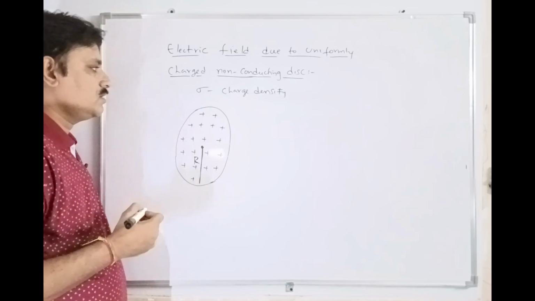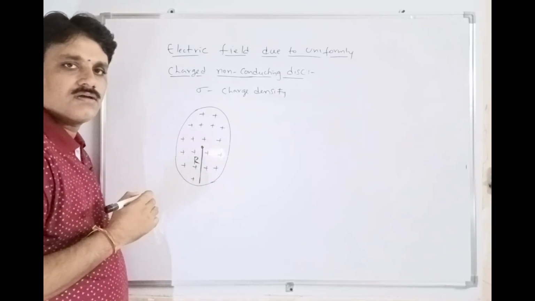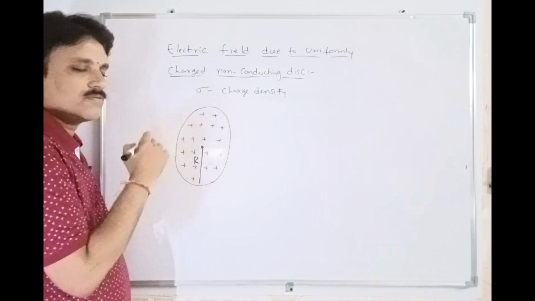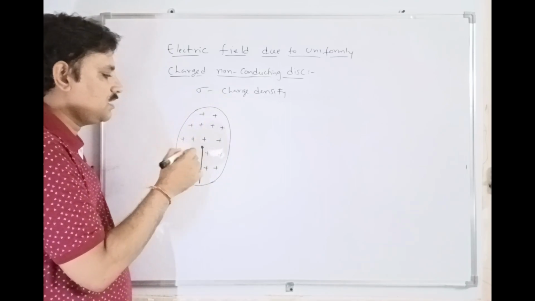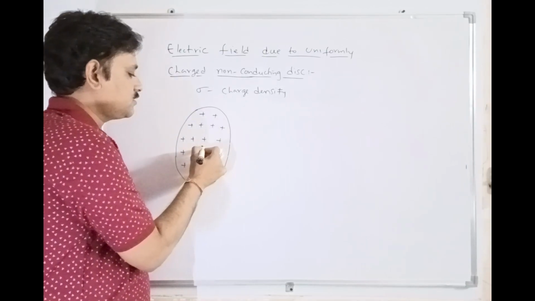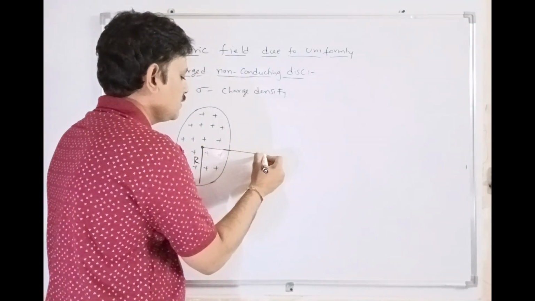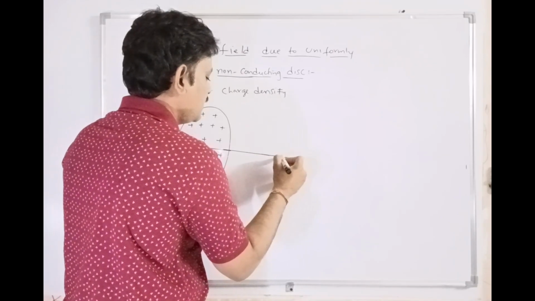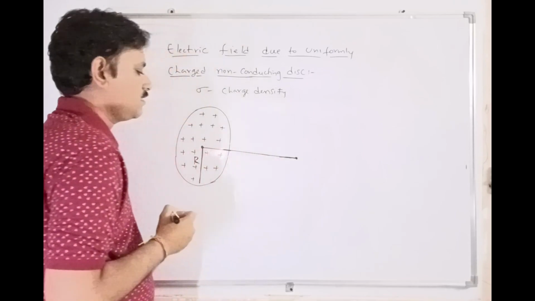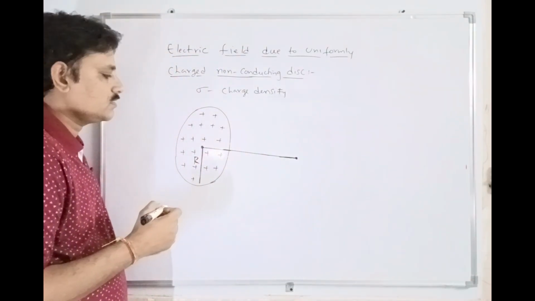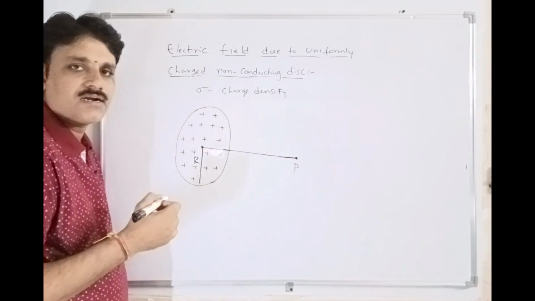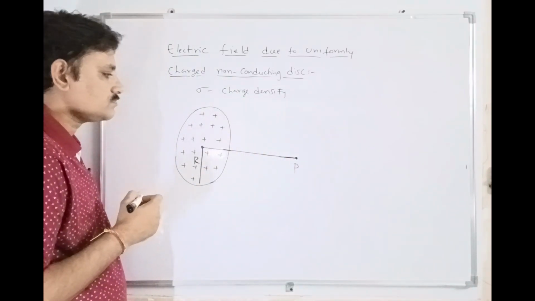Our aim is to calculate the electric field due to the charged disk at any point along the axis of the disk. This is the axial line. Suppose we are going to calculate the electric field at point P.